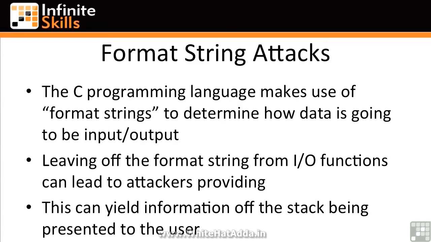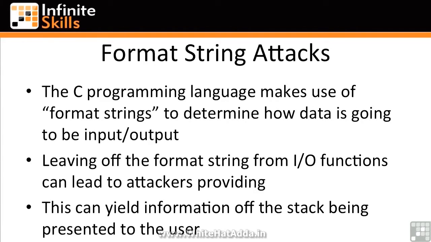We also have format string attacks. And sometimes these can be precursors to buffer overflows. Format strings come about because the C programming language makes use of format strings that determine how data is going to be input or output. So you have a string of characters that define whether the subsequent input or output is going to be an integer, or a character, or a string, or a floating point, that sort of thing. So you have a format string that defines the input or the output.